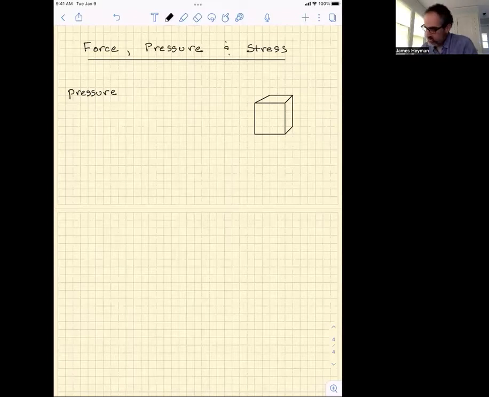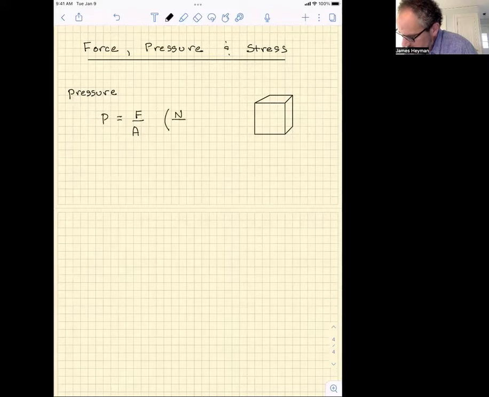Okay, let's start by talking about pressure and stress. All right? Here, let's switch over to the notebook. So a pressure is a force per unit area. Okay? And pressure has units of newtons per meter squared, of course. And 1 Newton per meter squared is 1 Pascal of pressure.